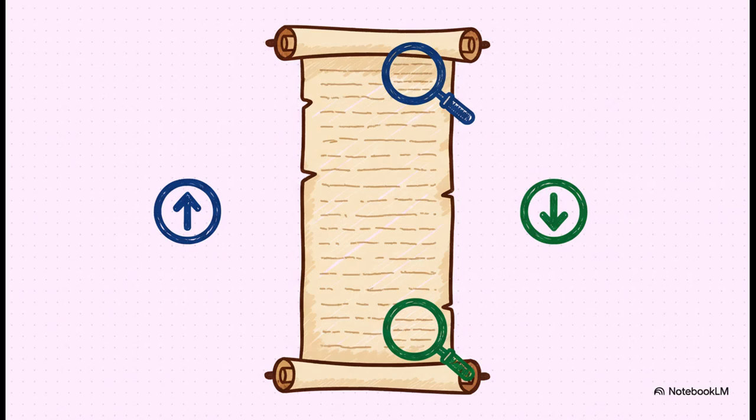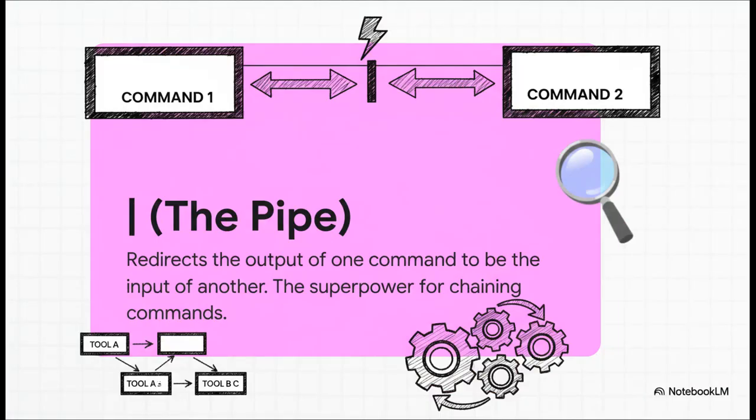But what if your file is gigantic with millions of lines? You absolutely do not want to use cat for that, trust me. Instead, you use head to see the first few lines or tail to see the last few. This is so useful for getting a quick sample of a huge data set or checking the most recent entries in a log file.